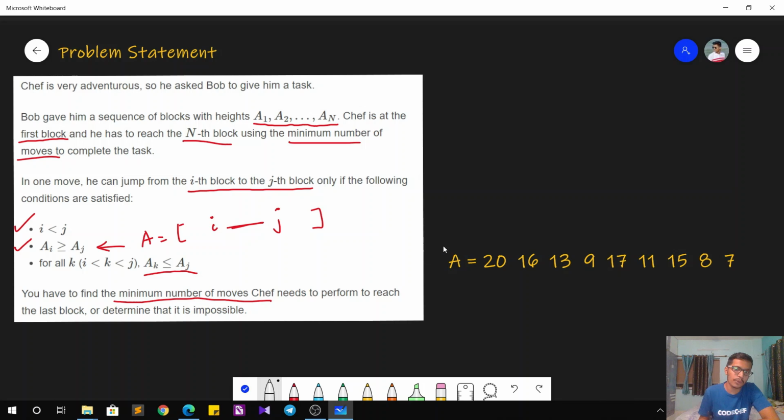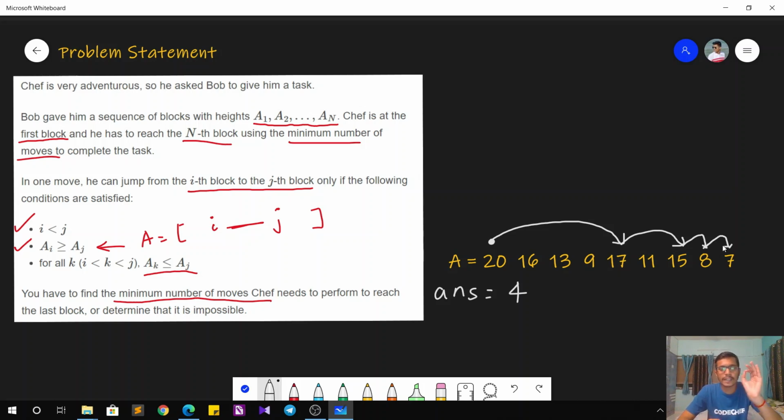So we have a sample example with us. The given array A is 20, 16, 13 and so on. In this case, the answer comes out to be 4. That is, in 4 moves, Chef can start from the very first block and reach the last block. How? Chef can jump from 20 to 17. From 17, he can jump to 15. From 15, he can jump to 8. And from 8, he can jump to 7. So a total of 4 jumps were required, and as you can see, there is no other possible answer that is less than 4. So this is what the question is all about.